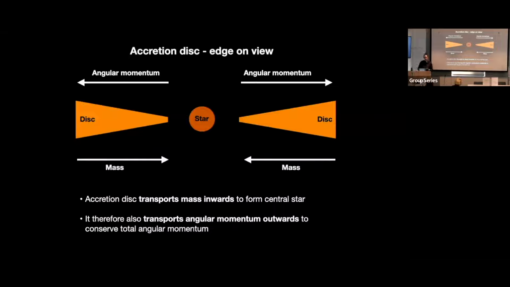So what happens in an accretion disk is you have mass flow inward. That's kind of the purpose of them. Mass flows inwards in order to form a central protostar. But in order to conserve angular momentum, angular momentum has to be redistributed outwards. If you had some mass element moving inwards, it's going to violate the conservation of angular momentum. So if you want your mass to move in, your angular momentum needs to move out.